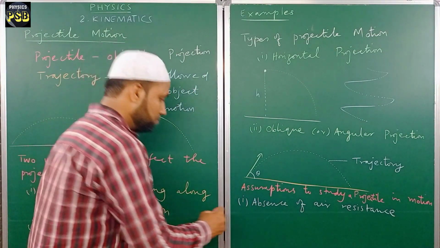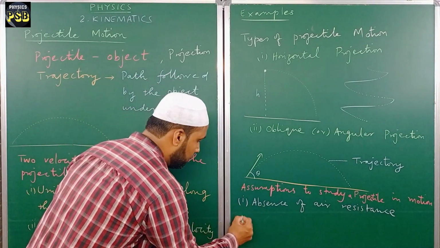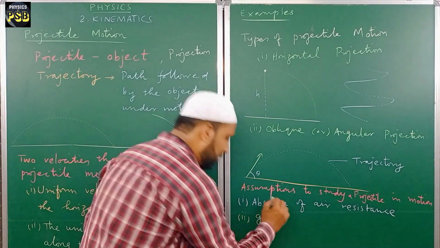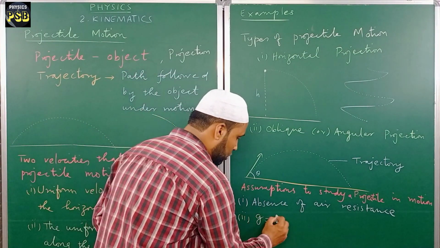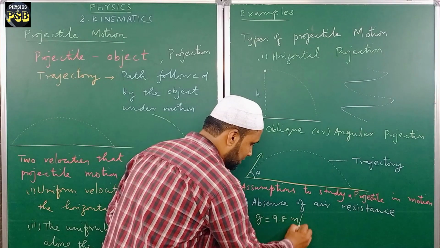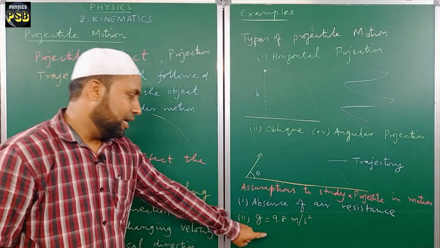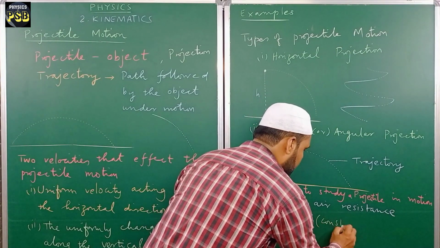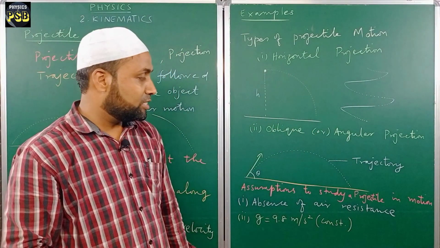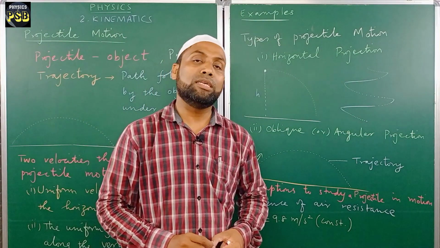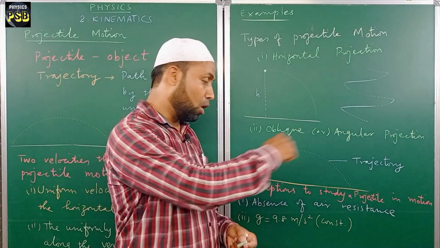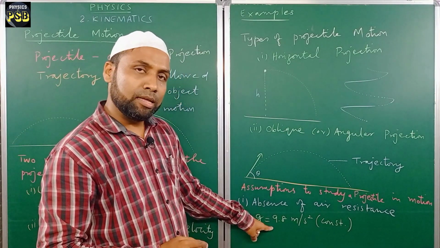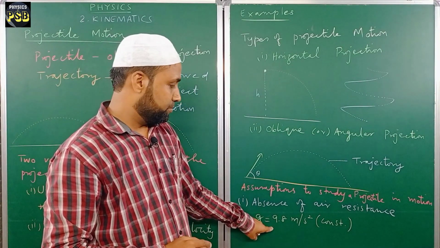Second, acceleration due to gravity, which is g, is almost equal to 9.8 meter per square second on the surface of Earth. It is assumed to be constant at every point on the surface of the Earth where the object is under motion. So g is assumed to be constant at every point.